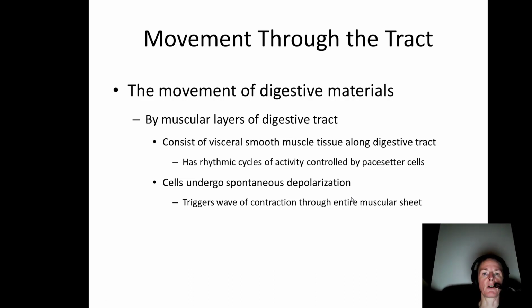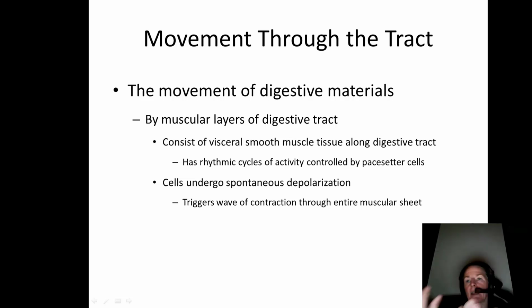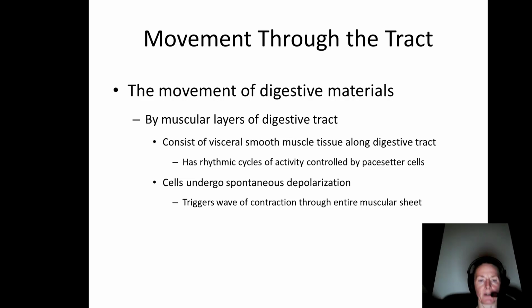So when we move things along the digestive tract, we're going to have this smooth muscle. We call it visceral smooth muscle because it's associated with the digestive tract. And it has what are called pacesetter cells. And these pacesetter cells will undergo spontaneous depolarizations that can be triggered by any number of things, such as stretching of the luminal wall, such as the presence of maybe a low pH or certain macromolecules. So basically, we're going to have contractions of visceral smooth muscle all along the digestive tract that will assist both in mechanical processing and in moving things along in peristalsis.